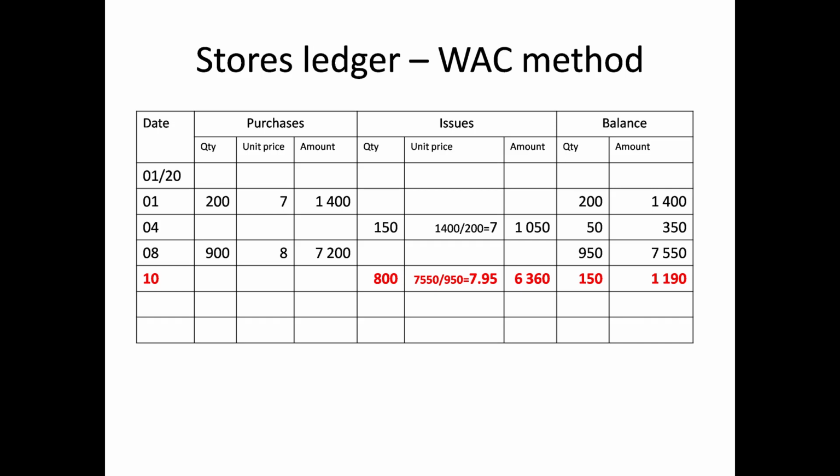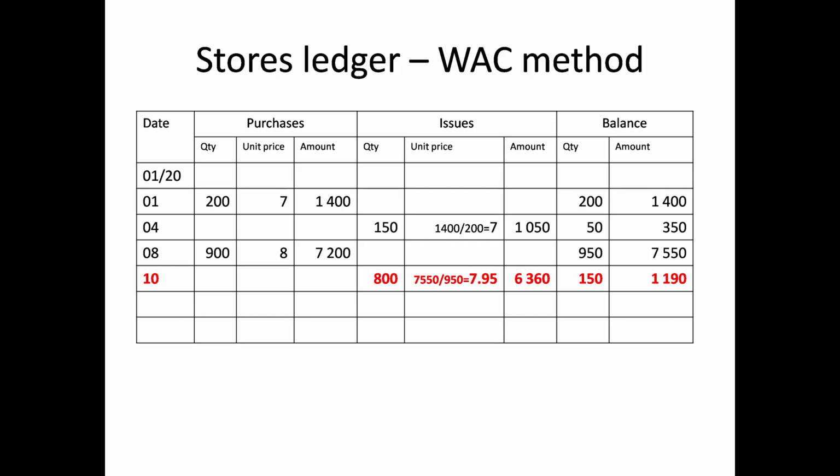You had 950, you issued 800. Now the balance remaining 950 minus 800, 150. Balance amount. You had 7550, then you issued 6360. Then the balance amount is 7550 minus 6360. The balance amount is 1190. Now go to the next transaction.